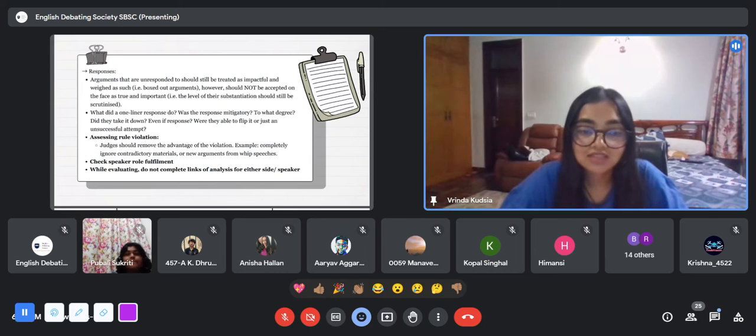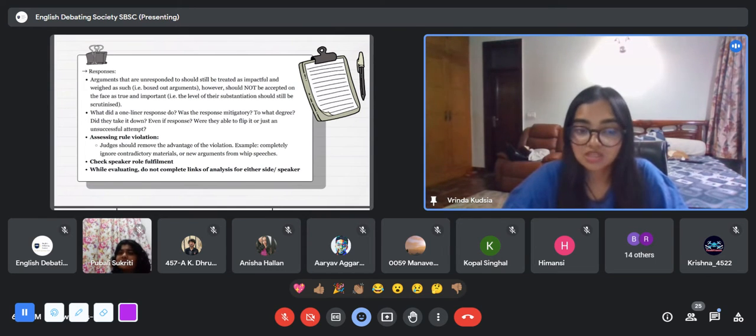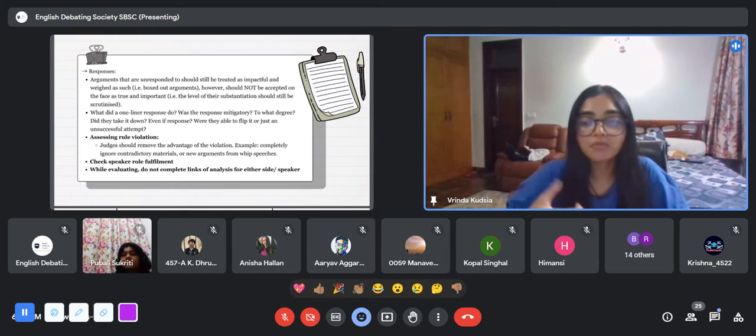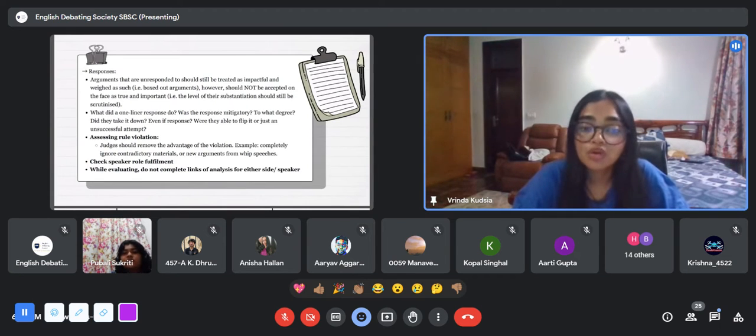Next up, we have assessing rule violation. Judges should remove the advantage of this violation in and of itself. Examples include completely ignoring contradictory material or new arguments from whip speeches, etc. Next is to check for speaker role fulfillment, in the sense, have each of the speakers fulfilled their particular speaker roles, i.e., what they were supposed to do.